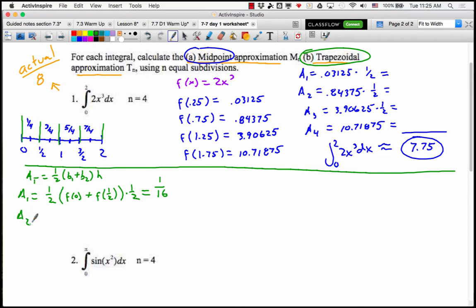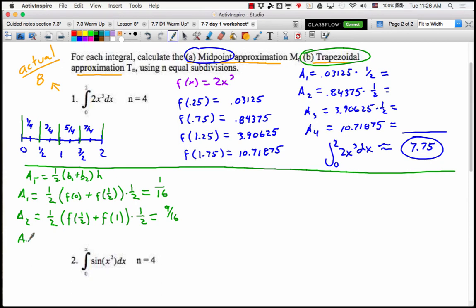Okay, area 2. Now this one we're going to use 1/2, and we're going to use f of a half plus f of 1 times the distance between them, which is a half. You plug these into here. If you just want to find these heights real quick, then you could throw them in here. This is what we did here. We found the heights, and we just plugged them in over there. So what do we get for this one? 9/16.